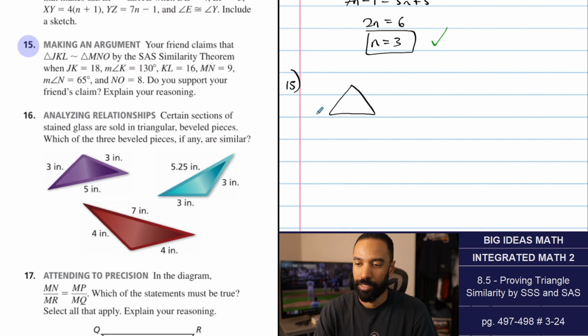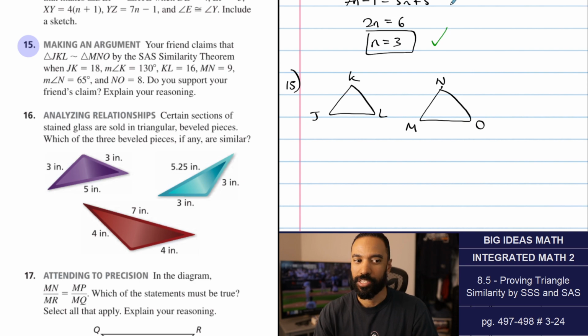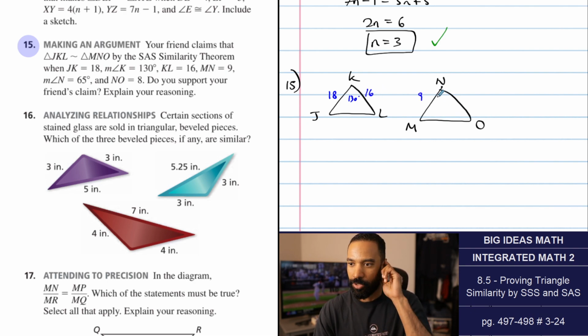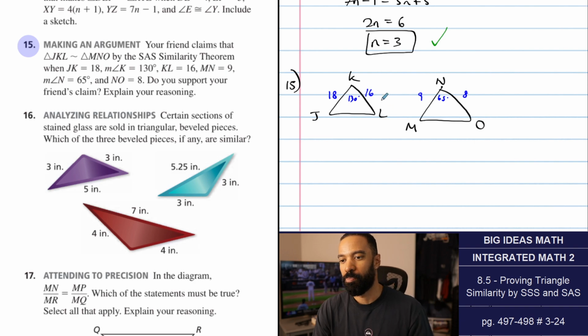Triangle JKL is similar to triangle MNO. Just make them as congruent looking as you want. Side angle side similarity theorem when JK is 18. Measure of angle K is 130 degrees. KL, why would your friend make such a random statement? KL is 16. MN is 9. Measure of angle N is 65 degrees. And NO is 8.